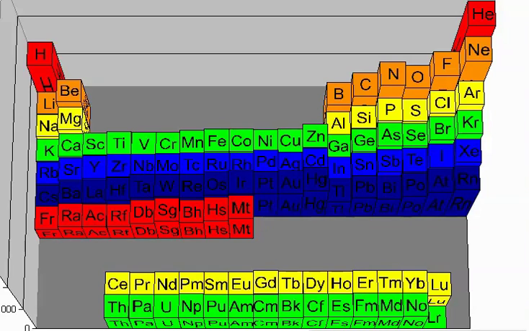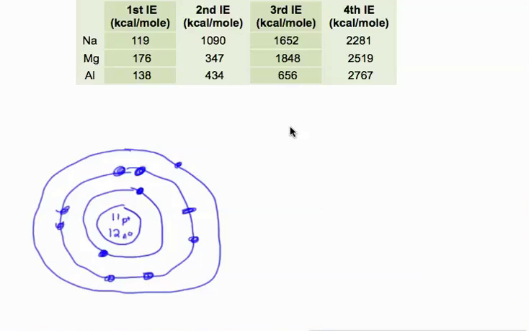But first, let's talk about the differences in first and second and third ionization energies for some elements. Let's talk about sodium as an example. You can see that its first ionization energy, 119, is pretty low. And then it gets a lot larger, and then even larger, and largest. And if you look at the Bohr model, as an example, it will make complete sense why this is so.